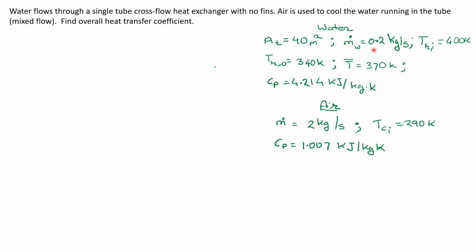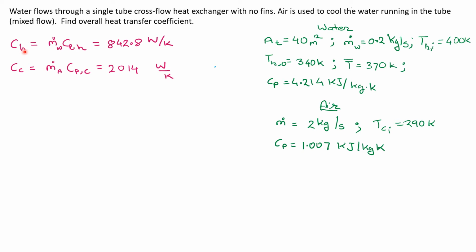They've given us the mass flow rate. We know what the inlet temperature of water is. It's at 400 Kelvin and it exits at 340 Kelvin. And the mean temperature for us to calculate the heat capacity is 370 Kelvin. So the heat capacity at 370 Kelvin is 4.214 kilojoule per kg Kelvin. And for air, the mass flow rate is 2 kg per second, and air is initially flowing at the inlet at a temperature of 290 Kelvin, and its specific heat is 1.007 kilojoule per kg Kelvin.